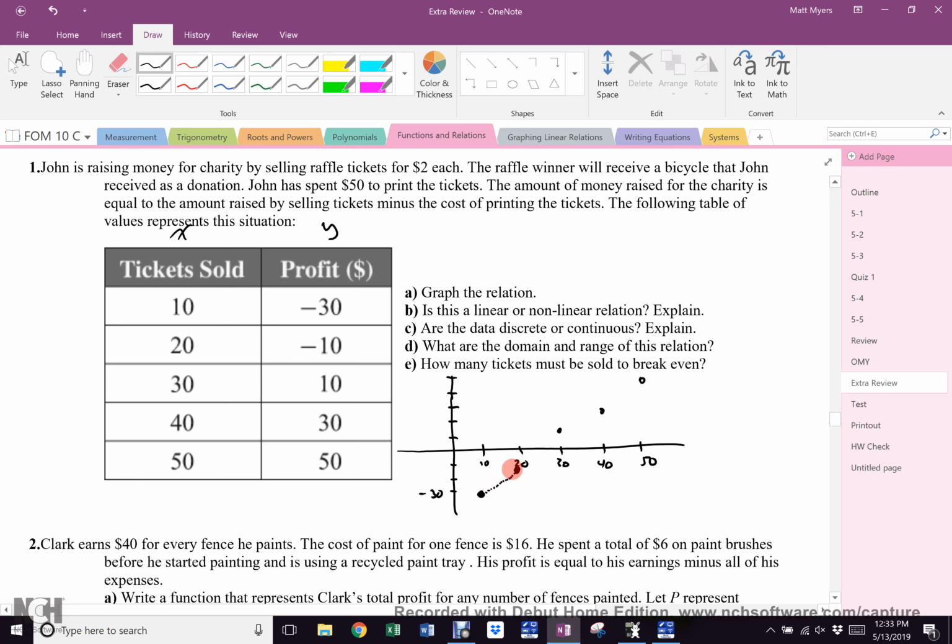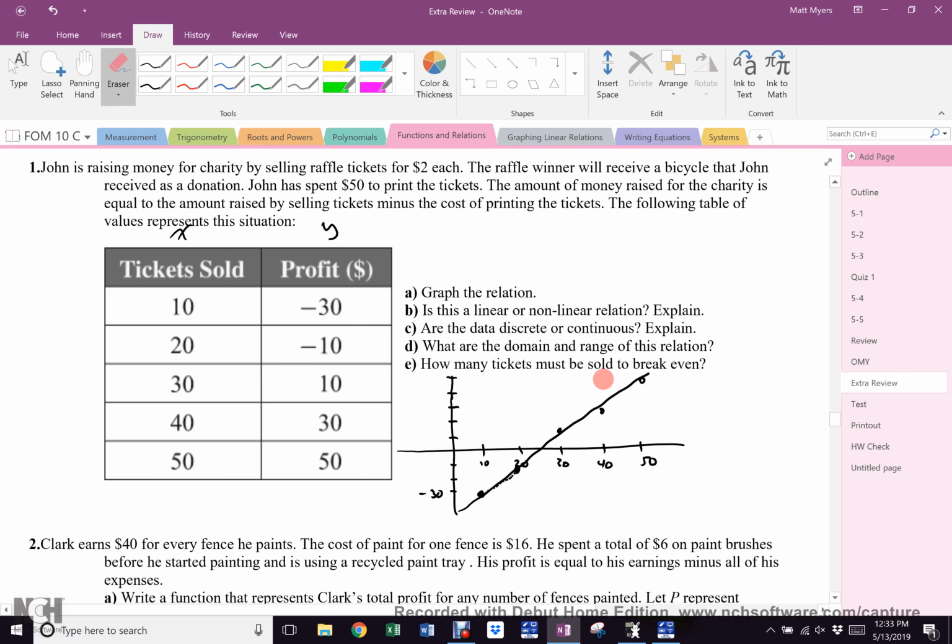If I put 10 little dots, what does it appear to be? It appears as a line, doesn't it? So I would draw the line. But is it actually continuous? No. Why not? You can't sell half a ticket. Does everybody understand that point? Even though I drew a line, it's not continuous.